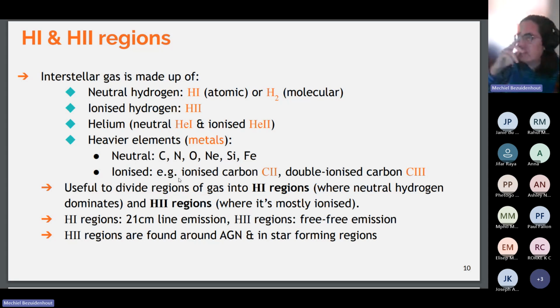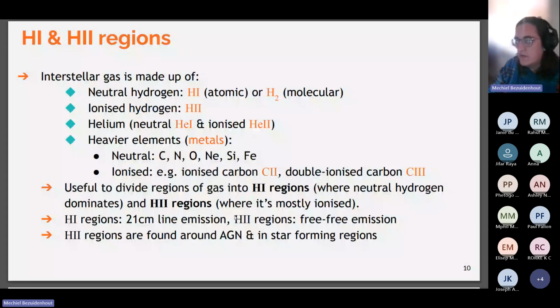So the reason why we have this distinction is because it's useful for us to divide regions of the gas into H1 regions and H2 regions. H1 regions where the hydrogen is mostly neutral, and then H2 where it's heavily ionized. And the reason for that is because we can see those regions using different emission mechanisms. So H2 regions are ionized, and as we've already seen, when you have a lot of ions, that means that you can get free-free emission.